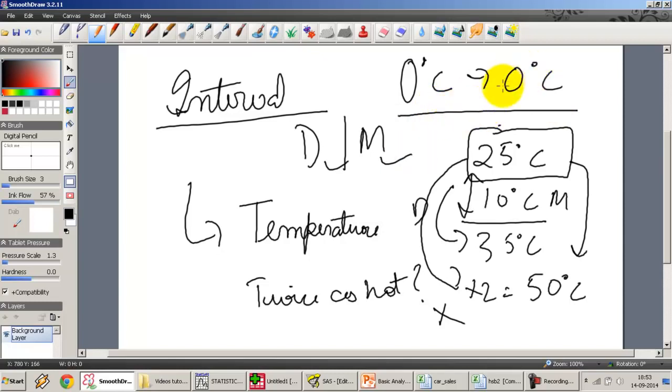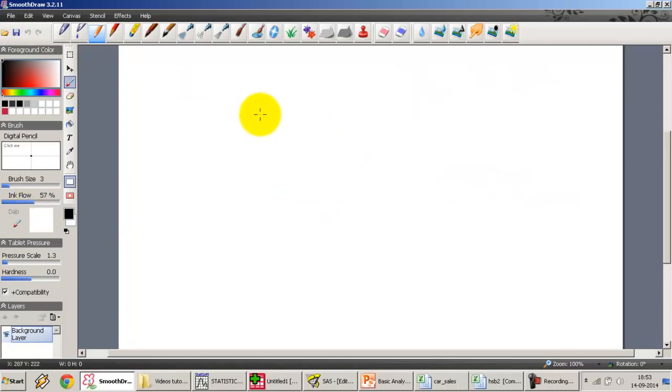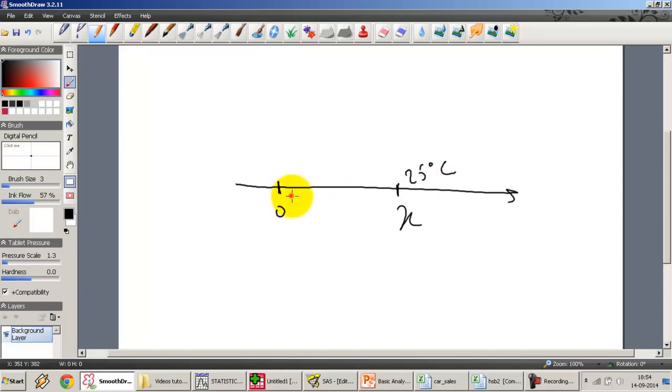Why doesn't it work well? Because we are assuming 0 degrees Celsius is an actual origin, right? For example, if I am plotting temperature on a scale, this is the x-axis, and this is the origin. If I say this is 25 degrees Celsius, then 50 degrees Celsius should technically be the same distance from the origin as that point is from 25 degrees. So I take this point over here, this is the measurement, I plot the exact same distance, and it comes to be 50 degrees Celsius over here, right?